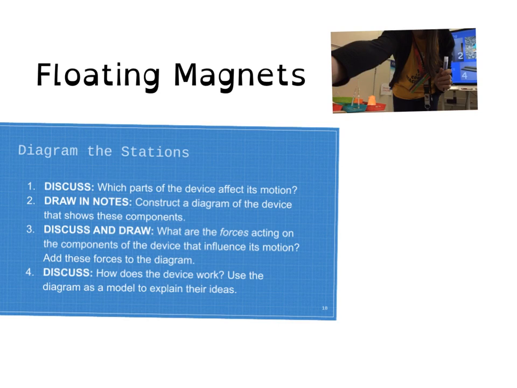What are the forces that are acting on the device? What is keeping that magnet? What is forcing it from falling down? And then how does the device work? Please use your diagram as a model to help explain your ideas.